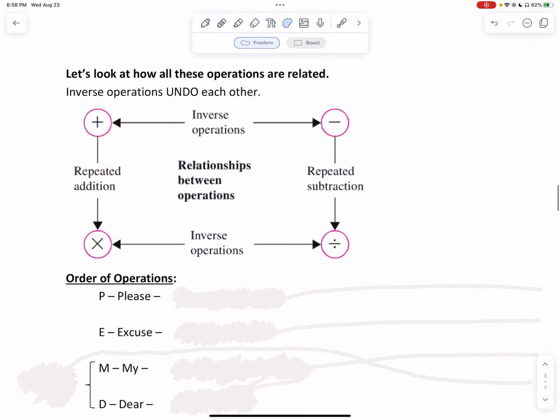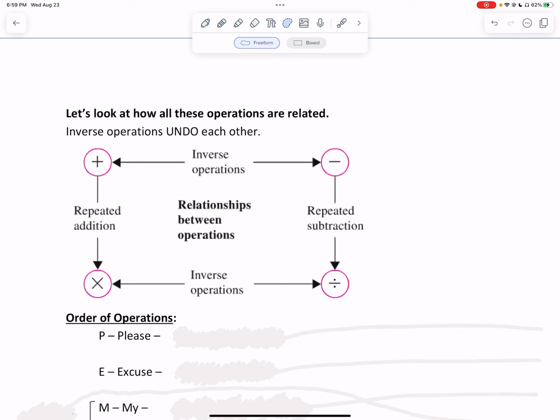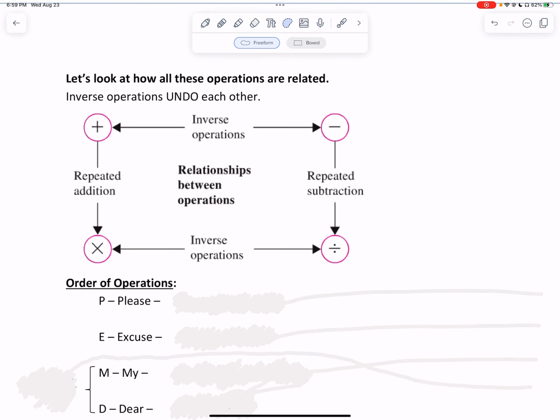Okay, so now we've talked about adding, subtracting, multiplying, dividing. Let's see how all these are related. We already knew that adding and subtracting undo each other. If I give you $5, the way I undo that is I subtract the $5. I take the $5 away. And we also knew that multiplication and division undo each other. If I multiply by 5, the way I could undo that is to divide by 5. So those are inverses of each other, and we talked about that a lot.